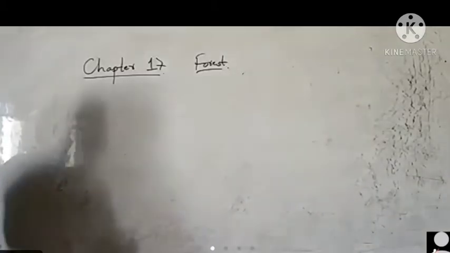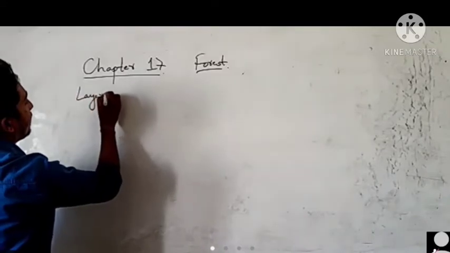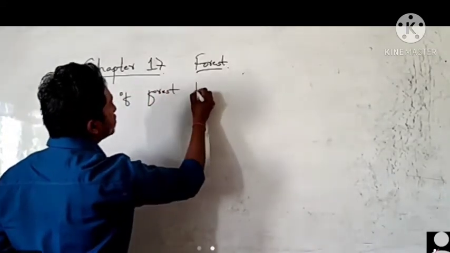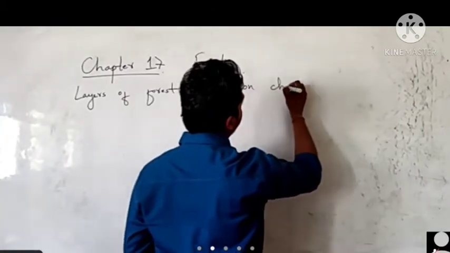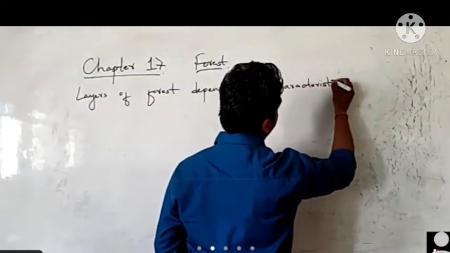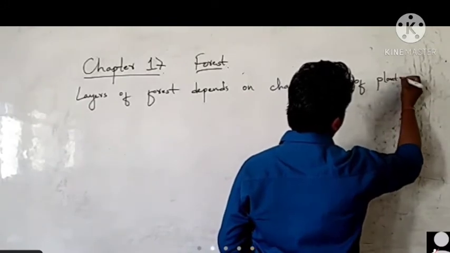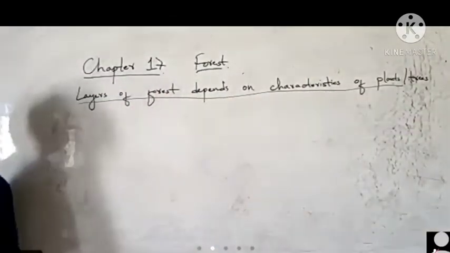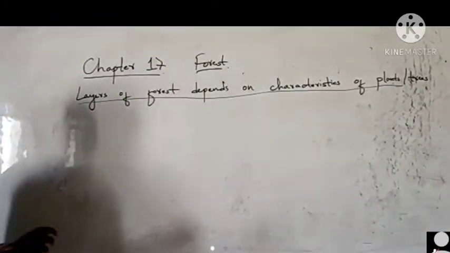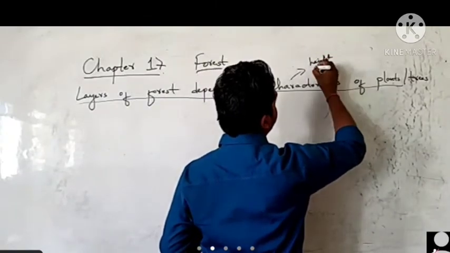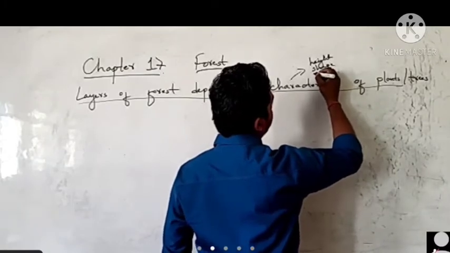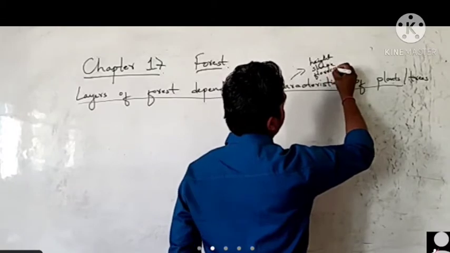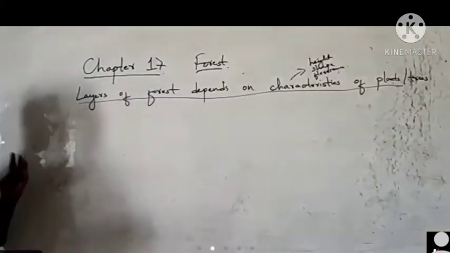Trees of various different types are found in any forest. They can be categorized by height, shape, leaves, flowers and fruits. So layers of forest depend on characteristics of plants or trees. Characteristics of plants or trees means it can be its flowers, its height, its shape, types of inflorescence, that means type of flowers, whether it has flowers or not.